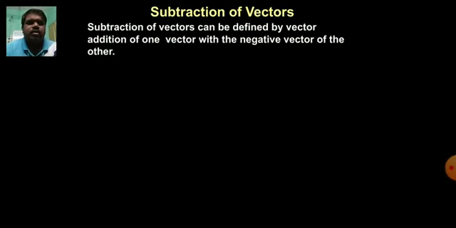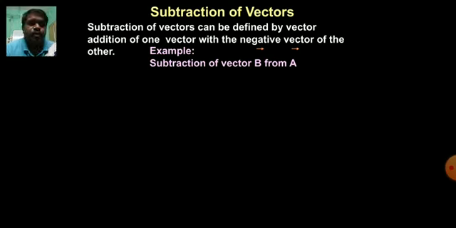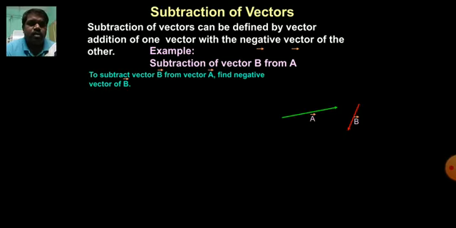Now we have to discuss subtraction of vectors. Subtraction of vectors can be defined as the vector addition of one vector with the negative vector of the other one. For example, subtraction of vector B from A can be represented like this. This is vector A, vector B. What would be the difference between vectors A and B? See, the direction of vector B has been changed. So vector B now becomes minus vector B.